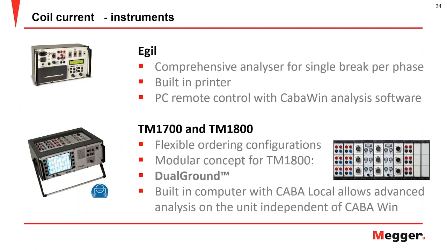Instruments with coil current measurement, again, Eagle and TM1700, TM1800. Both instruments will be able to do the analysis of the coil current parameters automatically internally, and if further detailed analysis is needed, you can transfer the results to the Kaba Win software.